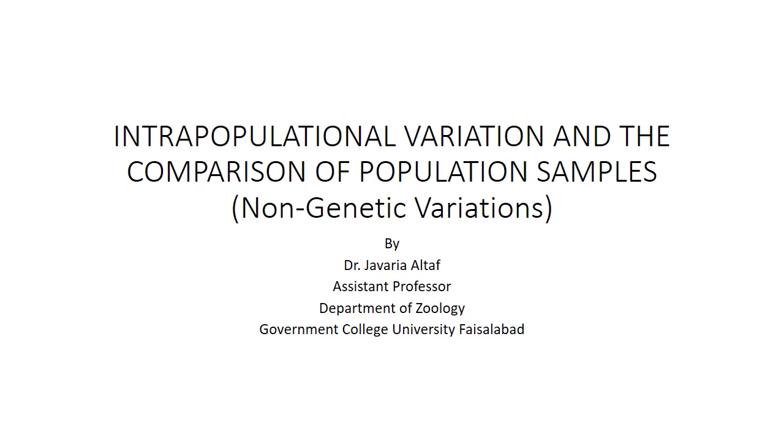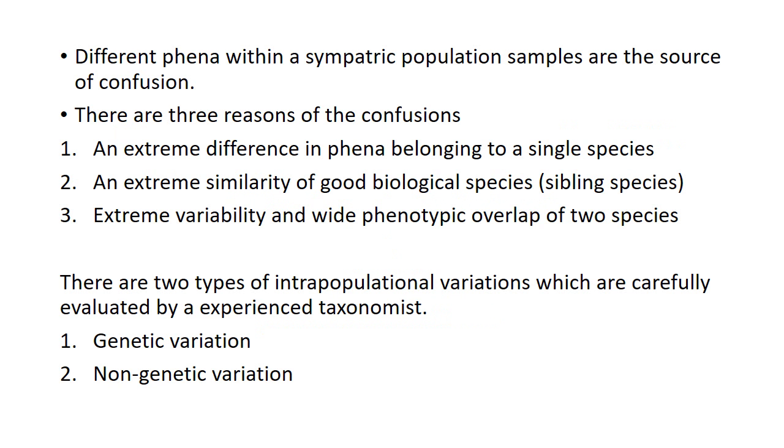Today we will discuss intrapopulational variations and comparison of population samples. Basically, the traditional method of classical taxonomy was to group individuals which are found at a given locality by looking at the similarity among those particular organisms and call each similarity class a different species.